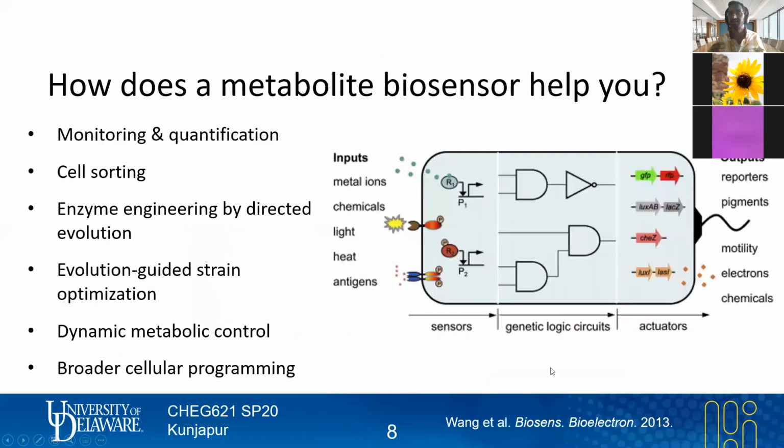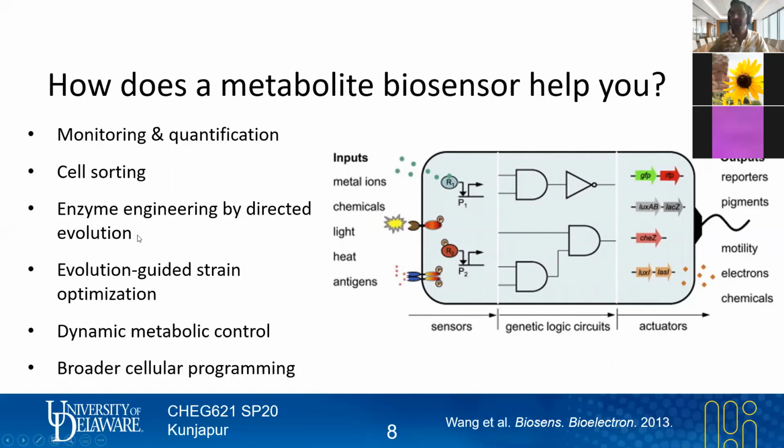Instead, in the spirit of talking about what you can do with the biosensor, I wanted to highlight several of the different kinds of things that you can do. In the vanillate example, I motivated it by talking about the desire to monitor and quantify. And then I also brought up the idea that the enzyme that produces vanillate is rate limiting in the pathway. And so that hinted at the idea that we might want to do some enzyme engineering by directed evolution.